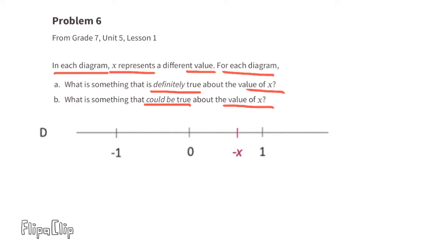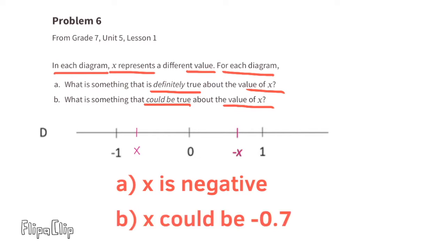On diagram D, x is labeled as negative x, and it's to the right of 0 on the number line. Again, if negative x is to the right of 0 on the number line, then x is going to be to the left of 0 on the number line. So we know that x is negative. And the x looks like it's a little bit further than halfway, but not all the way to the negative 1. So x could be negative 7/10.